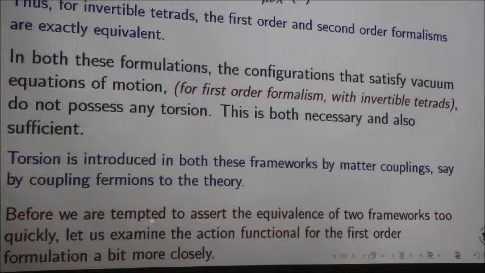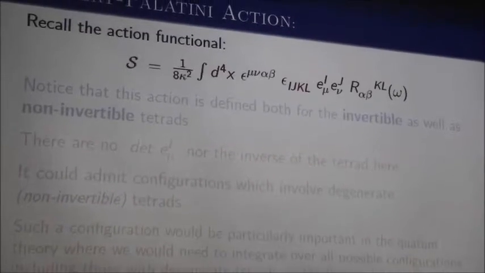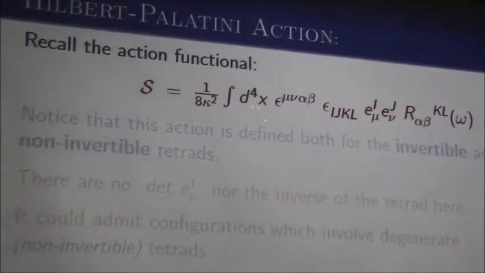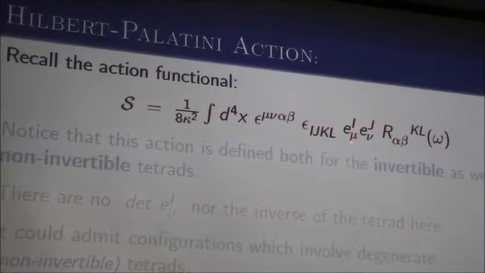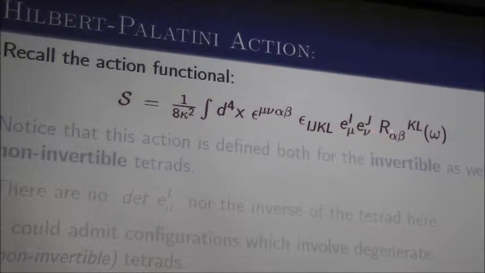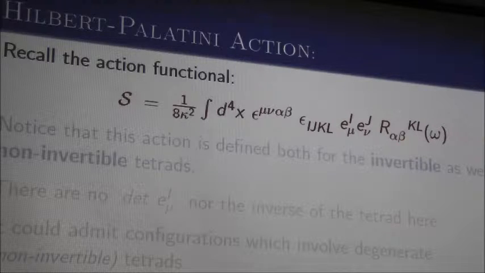But before we attempt to establish equivalence of the two frameworks, let's examine the action functional of the first order formulation a bit more closely. So recall the action functional. The action functional was the integral d4x, epsilon mu nu alpha beta, epsilon ij kl, tetrad e mu I, e nu j, R alpha beta kl. But this is the SO4 field strength.